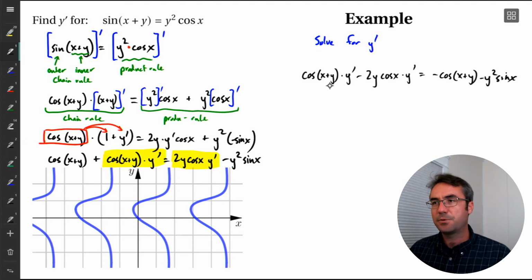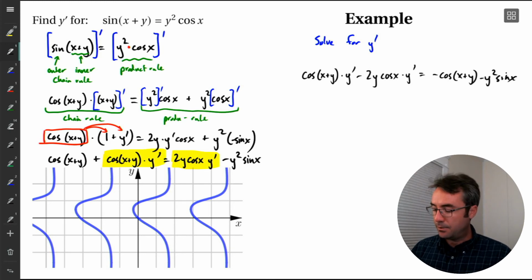So again, if we're looking at this, this term was already on the left. The 2y times cosine x times y prime was on the right, and then we subtracted it to move it over to the other side. The negative y squared sine x was already on the right, but this negative cosine of x plus y we had to move over, and we did. We moved it over with subtraction.